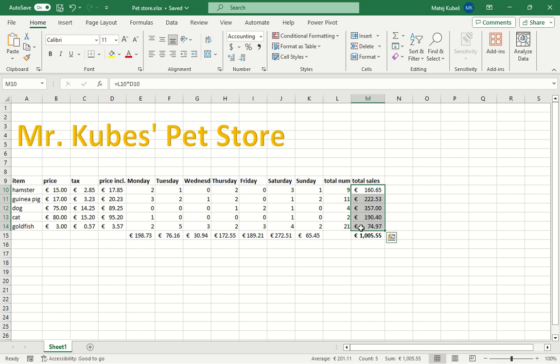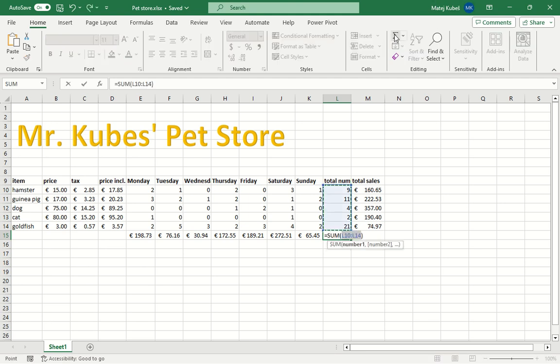Money, yes, because it's the same thing, the same unit. The unit here is euros. That's the currency unit. But here, each of these numbers represents a different unit. This is 9 what? Well, 9 hamsters. This is 11 what? 11 guinea pigs, and so forth. So if I added those all up, it would give me a number, but the number would be meaningless. 47. Okay, but 47 of what? 47 animals altogether, but that's not very meaningful. So I delete that. So that's the daily sales calculation.